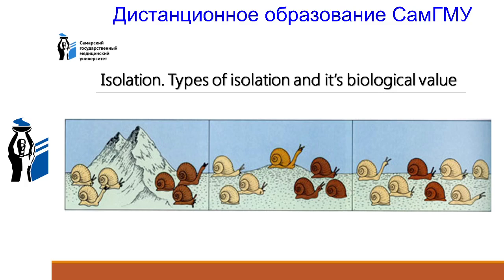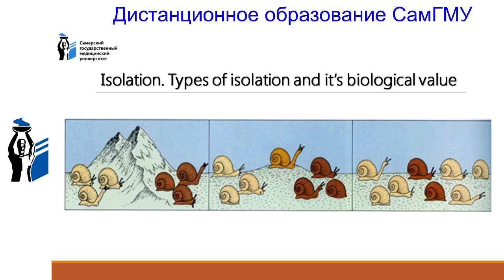Biological isolation, or reproductive isolation, is determined by all sorts of differences between individuals within a species, preventing interbreeding. There are three main forms of biological isolation: ecological, morphophysiological, and genetic. Environmental isolation is observed when potential mating partners do not meet. This may be in cases where individuals of the same population have different habitats within the same territory, for example biotopic isolation, or when sexual maturation in potential mating partners doesn't occur simultaneously, seasonal isolation.